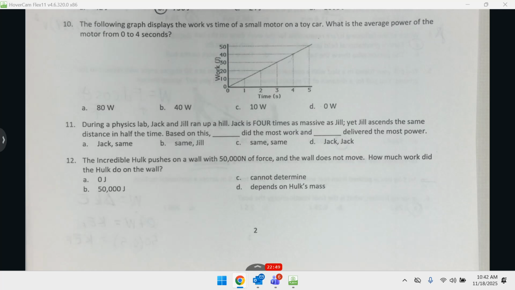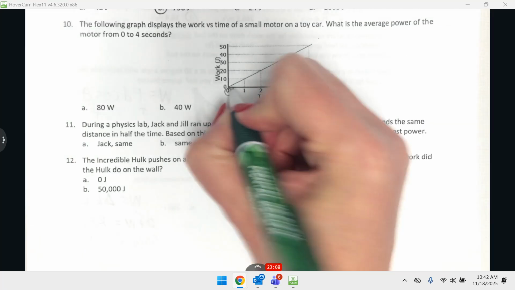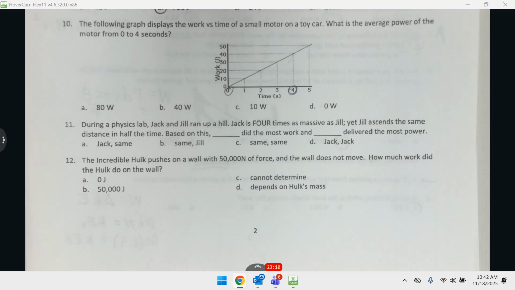Go ahead. Okay, number 10 says the following graph displays the work versus time of a small motor on a toy car. What is the average power of the motor from 0 to 4 seconds? So this one, like the last graph, I said make sure you read it because sometimes it's not the whole graph. This one isn't the whole graph. It's asking only from 0 to 4. Okay, so in case that matters, make sure that you read it.